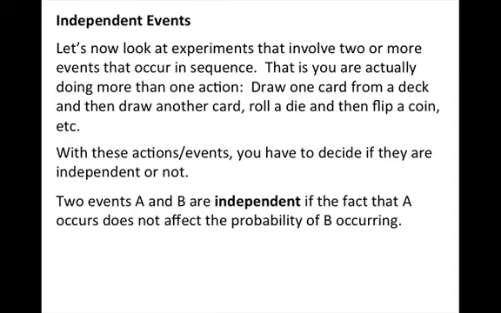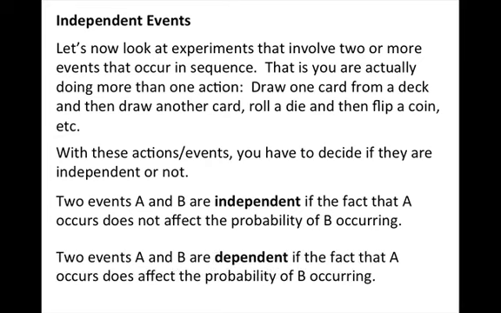Two events are independent if the fact that event A occurs does not affect the probability of event B occurring. If your first event occurring does not change the probability of the second event, then the events are independent. Two events A and B are dependent if the fact that A occurred does change or affect the probability of B occurring.